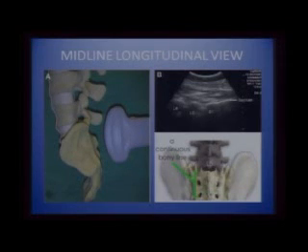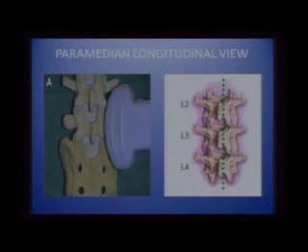L4. So from below upwards, if you start counting, you can identify exactly what is the space that you're going to enter. Now, this is the spinal column. This is the sacrum here. This is L5. This is L4.